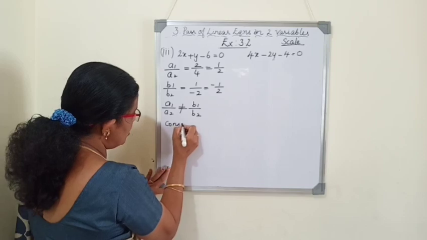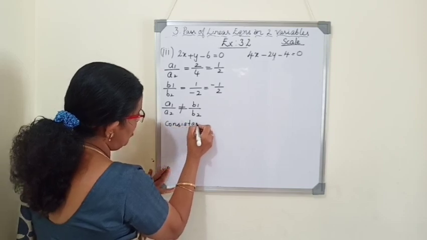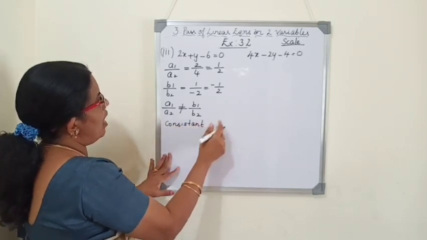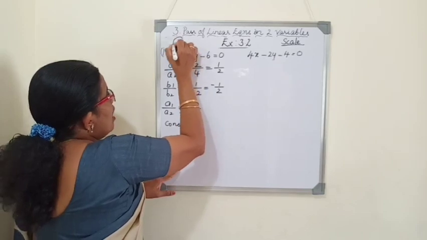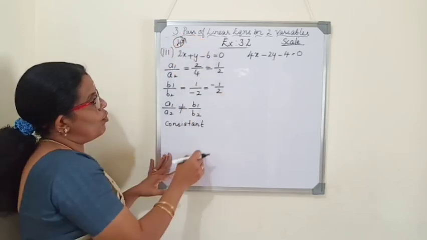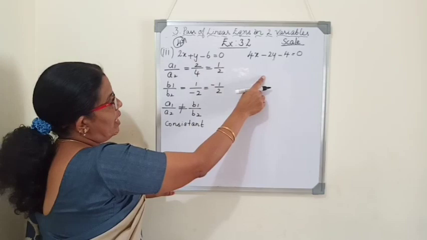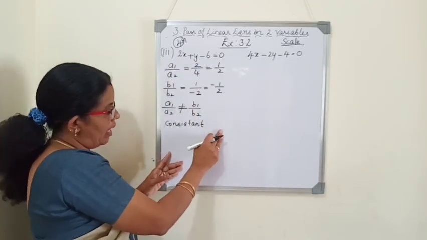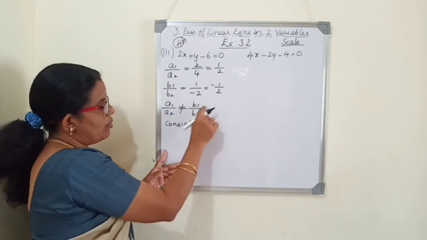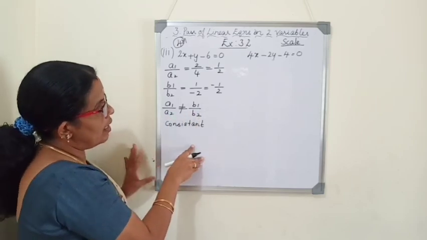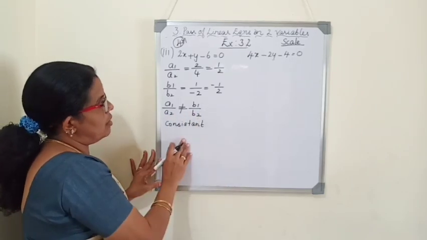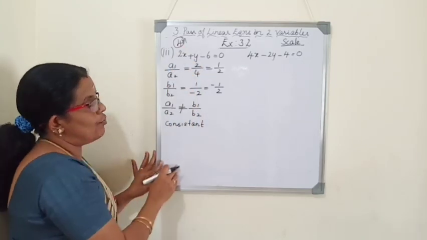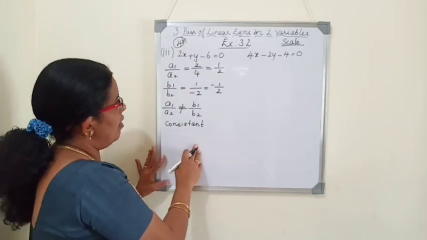So, if it is consistent, you have to draw the graph. This type of question will be asked for 4 mark question. Very important question for 4 mark. 2 equations will be given. You have to find the graph whenever it is intersecting lines, or a1 by a2 not equal to b1 by b2. Intersecting lines, unique solution, consistent. This type of question will be asked for 4 marks. Now we will do the values.